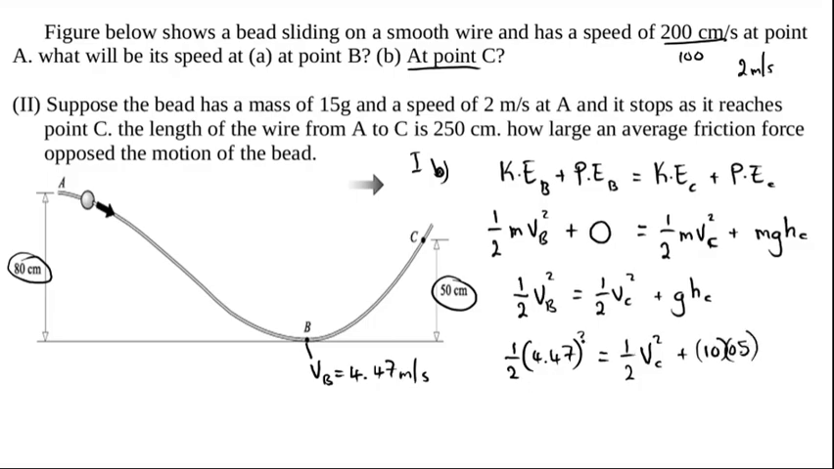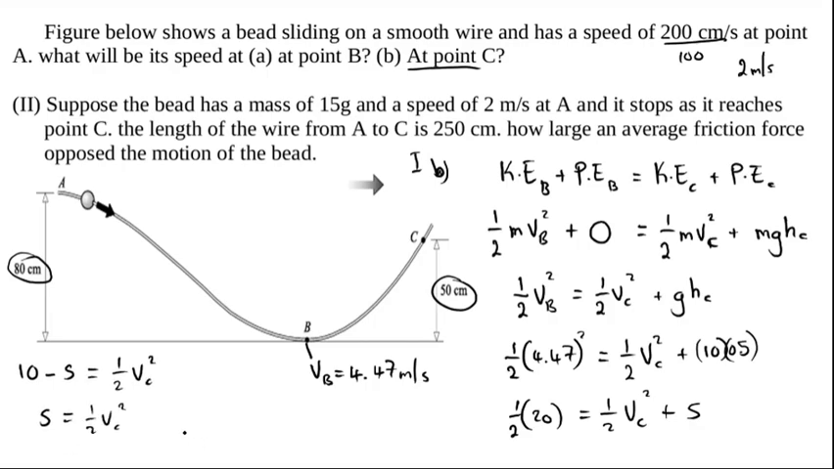Now remember, 4.47 squared was 20, so this is half times 20, so half BC squared plus 10 times 0.5 is 5. Right hand side, 10 is 5. But the 5 goes to the other side. This is equal to half C squared. So 10 minus 5 is 5. Of course, this is equal to half C squared. Then multiply through by 2, so this means that BC squared is equal to 10.